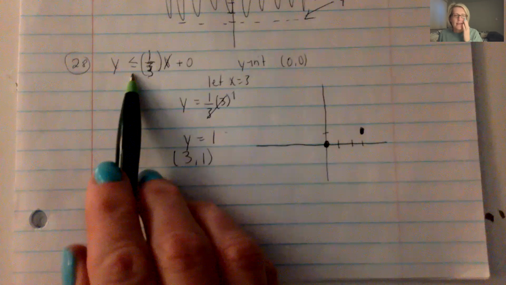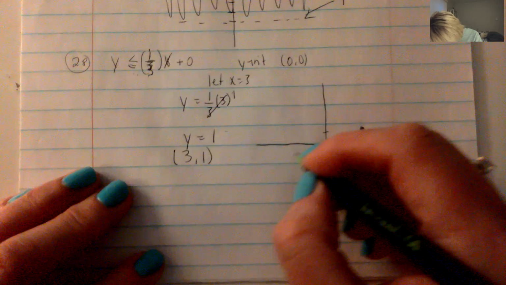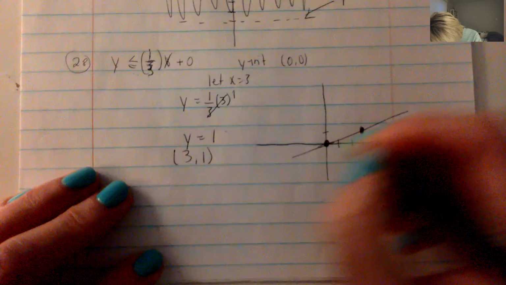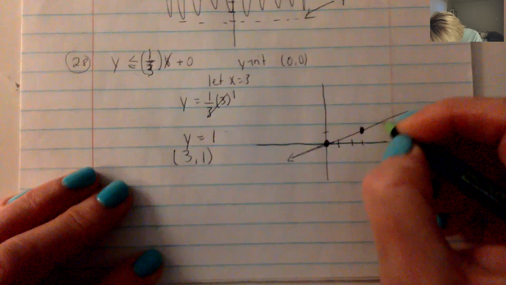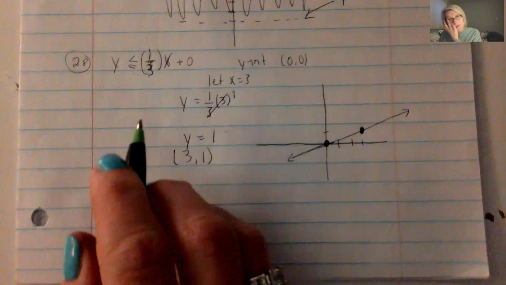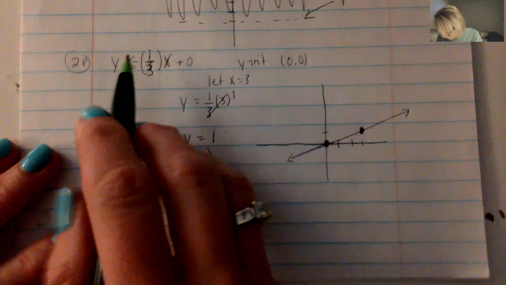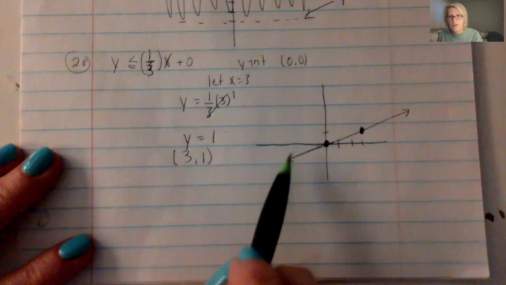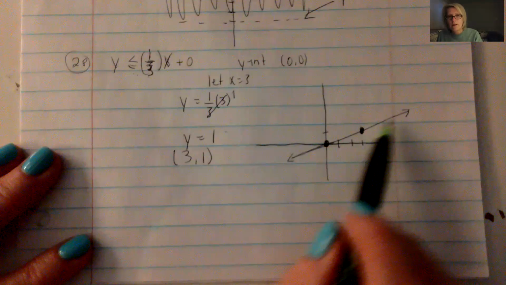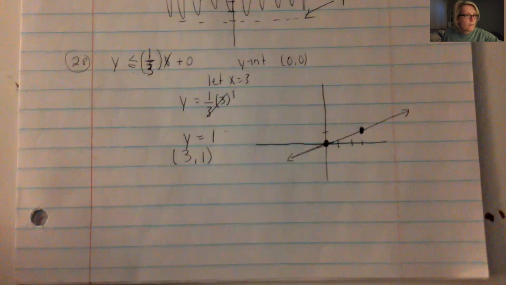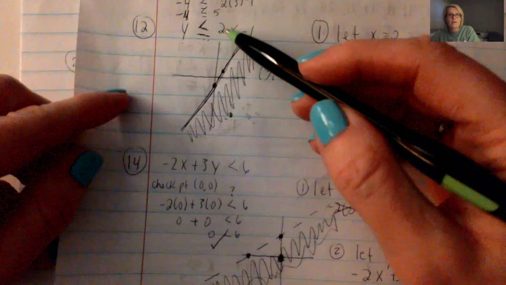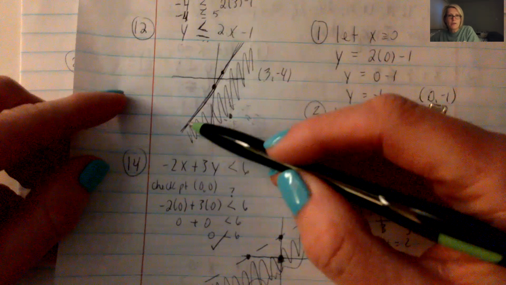And it's less than or equal to. The equal to means I'm going to do a solid line. This slope is really shallow. So notice that when we have fractional slopes, it's a very gentle slope. And when we have slopes that are bigger, remember on this one we had a slope that had a 2, and it was a much steeper slope.